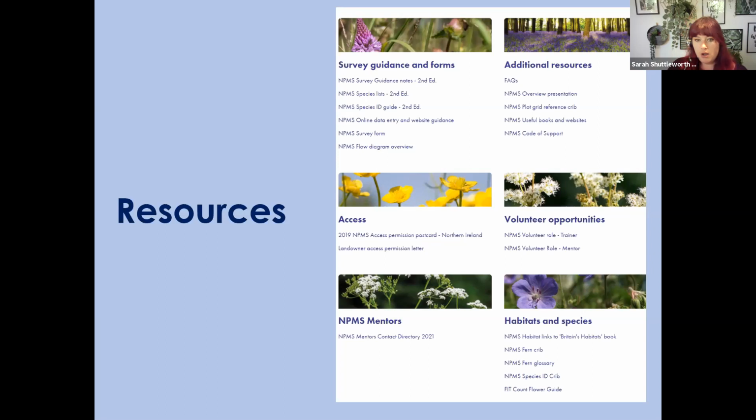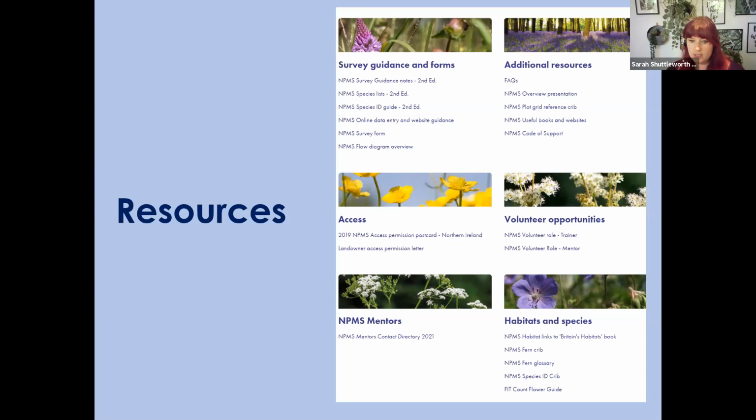We've got our access section for the landowner access permission letter that you can download, print off and pop into the post or into somebody's letterbox. We've got information about some of our volunteer opportunities, so you can become a mentor. But we also have our current updated mentors contact directory list as well. So have a look there, see if there's somebody in your local area that you could ask for help with identification things or just general advice about the methodology and that sort of thing.